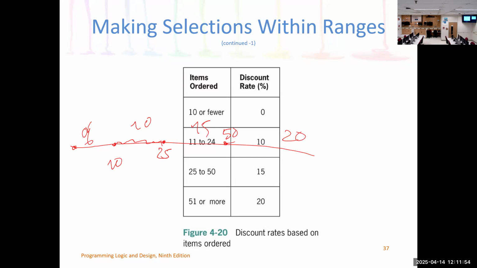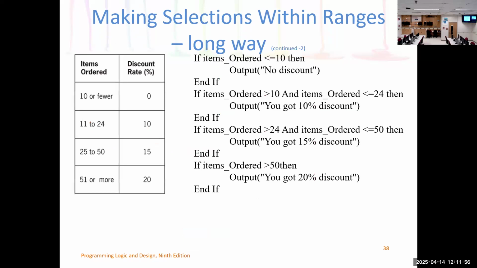Now, in the case of the range, how do we work with this one? You can work in the long way. I make a decision here: if the item order is less than or equal to 10, I can put no discount. If the number of items is greater than 10 and less than or equal to 24, you have a 10% discount, and so on. Of course, I can do this in the long way. But what do you think? If you look at this program, tell me, what is the drawback of this one?